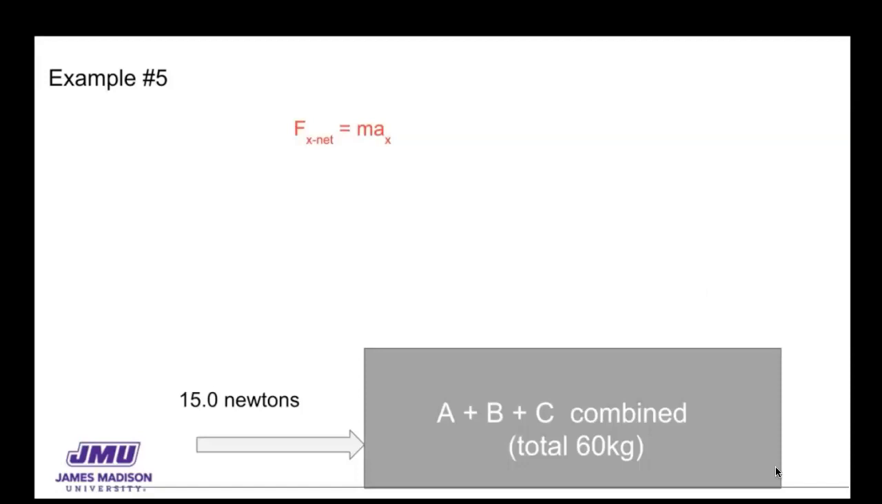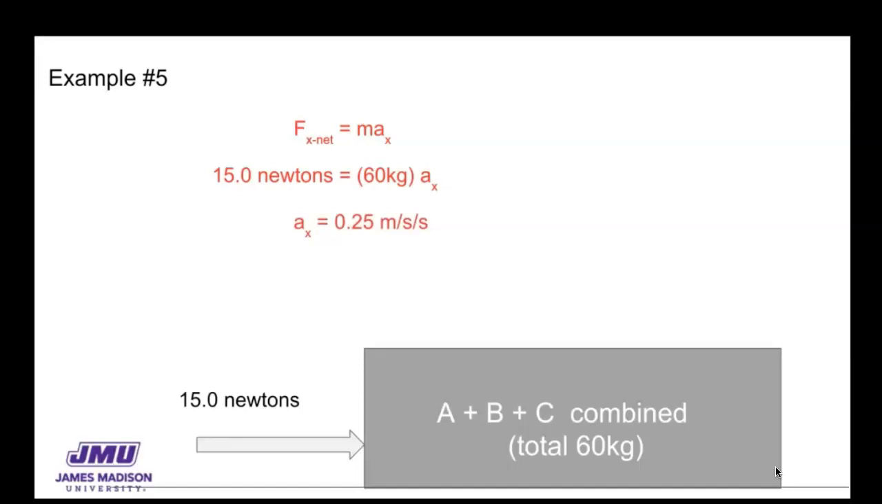The net force will be in the x direction, the acceleration will be in the x direction, the net force is given as 15 newtons, the net mass, or the total mass, is 60 kilograms, and so the acceleration is 0.25 meters per second to the right. That was really easy to do.